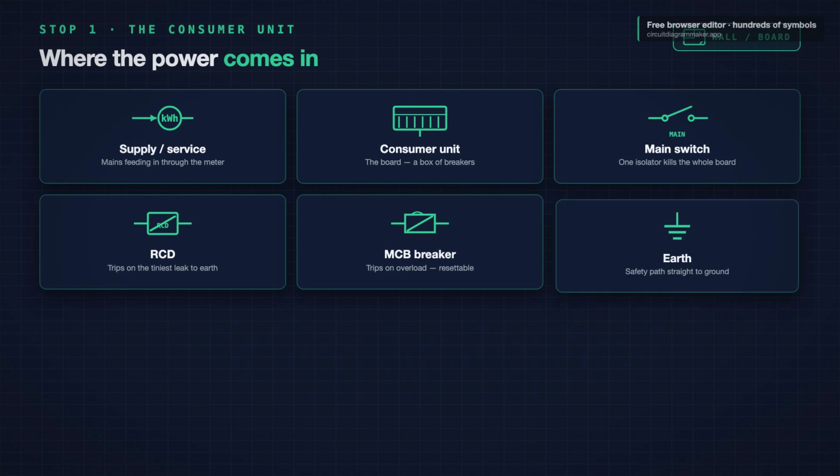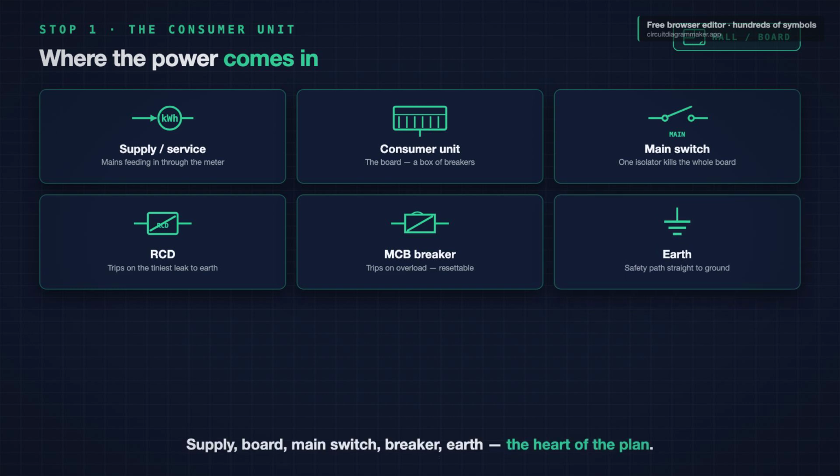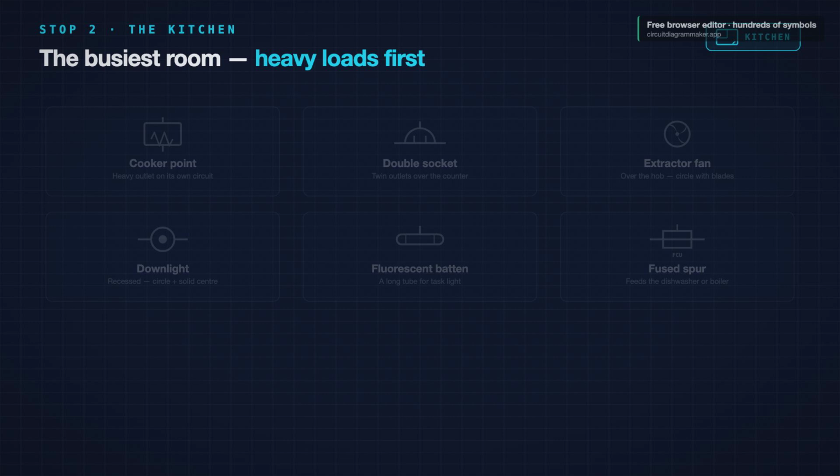Now the kitchen, the busiest room on any plan. Look for the heavy loads first. The cooker point is a large outlet on its own dedicated circuit, drawn as its own box for the oven or hob. Above the counter you will see a run of double sockets, the twin outlet you see most in a modern home, feeding kettles, toasters, and a microwave.